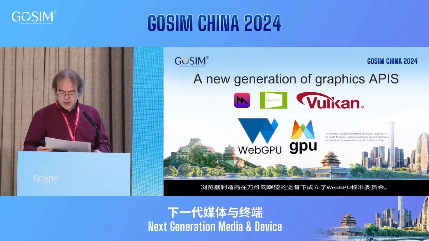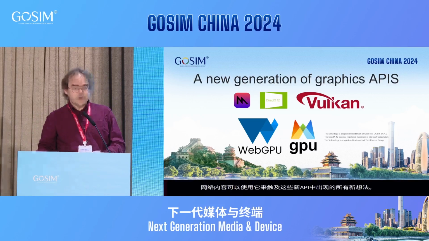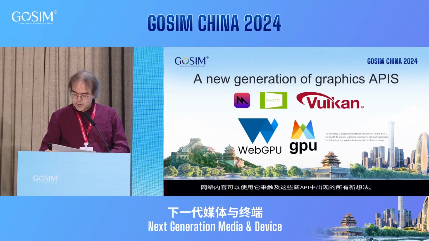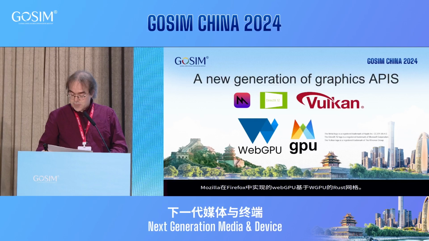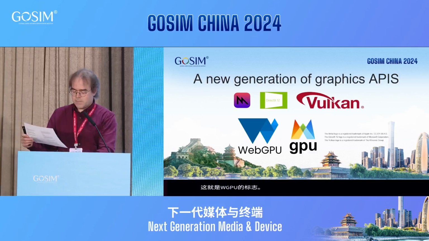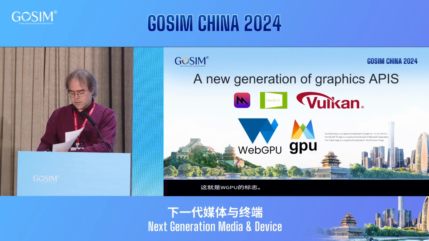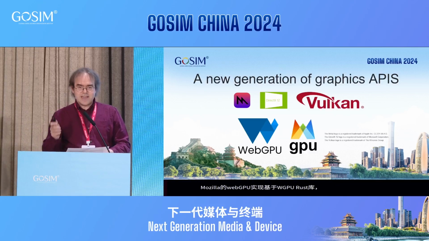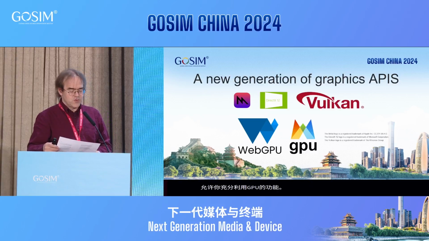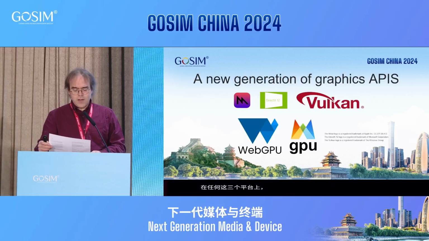Mozilla's WebGPU implementation in Firefox is based on the WGPU Rust crate. It just says GPU, but the W, that's the colored part there. So that's the WGPU logo. Mozilla's WebGPU implementation is based on the WGPU Rust crate, which serves as a cross-platform API that lets you take full advantage of the GPU on any of these three platforms, Linux, Mac, or Windows. WGPU's API is basically a Rustified version of the WebGPU API. So it benefits from all the work that the WebGPU Standards Committee put into making sure that WebGPU is both portable and performant.